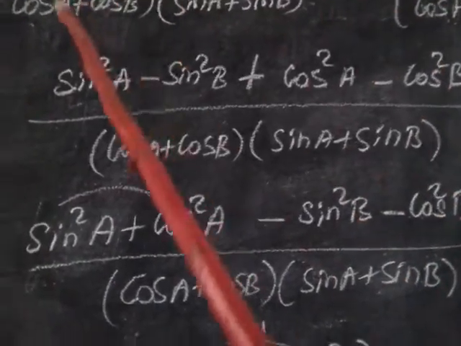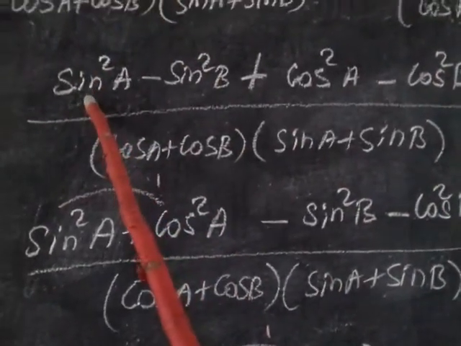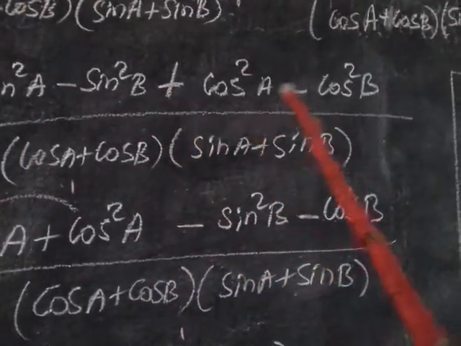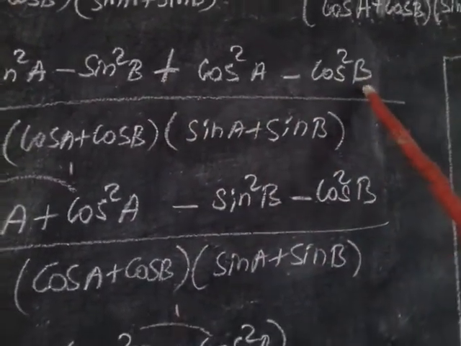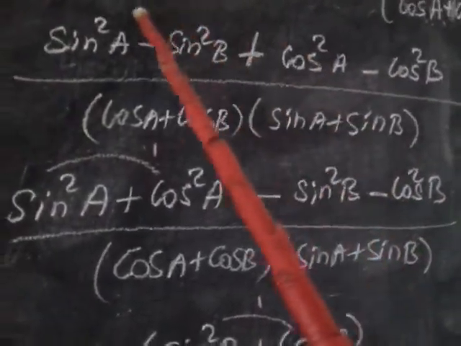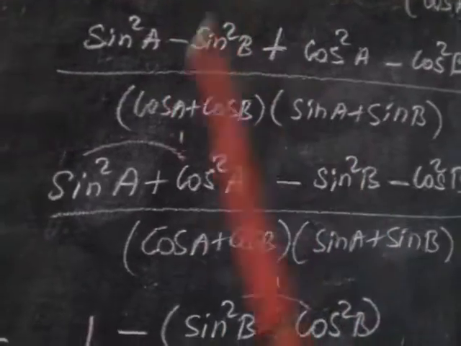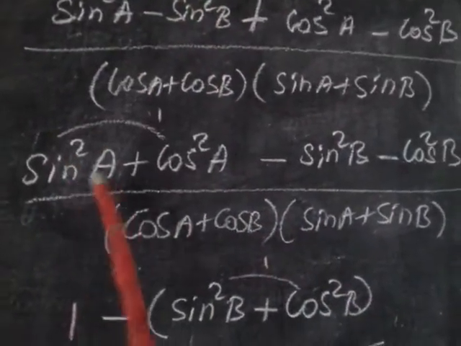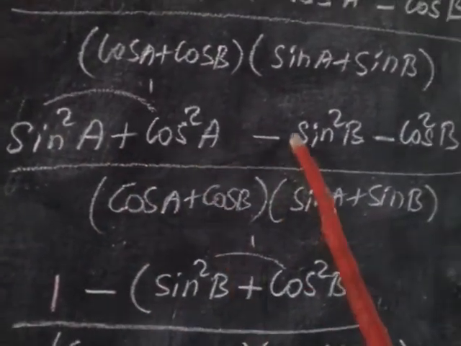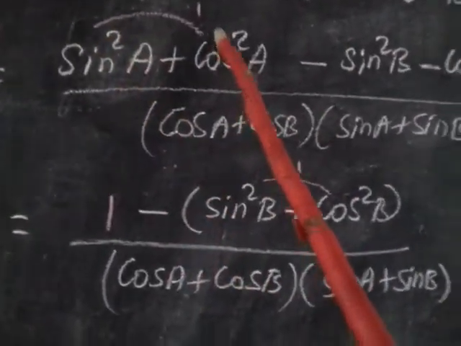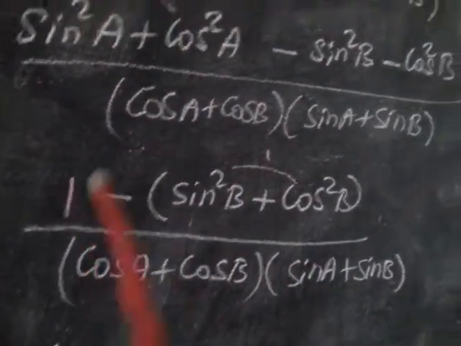Join the numerators: sin squared A minus sin squared B plus cos squared A minus cos squared B. We rearrange the terms using identities: sin squared A plus cos squared A, minus sin squared B minus cos squared B. Both of these have the value 1.